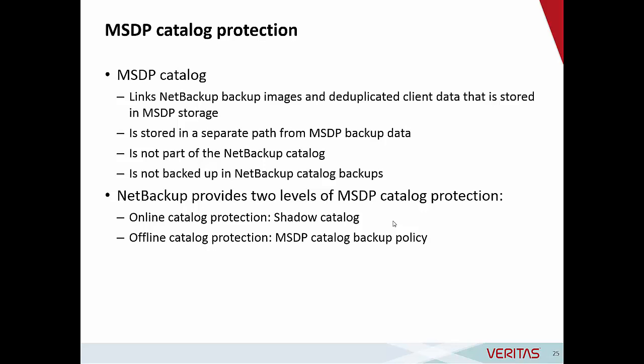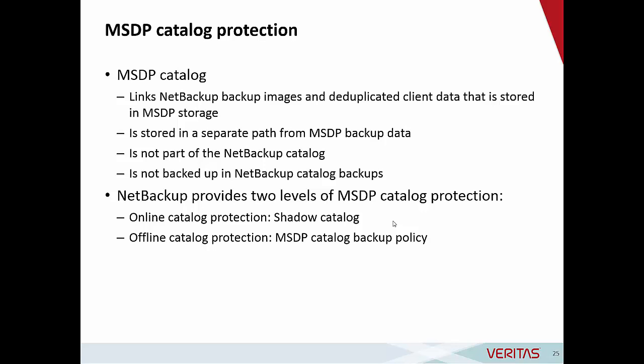So now we've really got two levels of protection there. We've got whatever duplication or replication we're doing. Now we've got another level, the shadow catalog, that's happening automatically. And then if we wanted one more level of protection, we also have the option in 7.6.1 and later of creating MSDP catalog backup policies. And these are policies that specifically back up the MSDP catalog. So this just gives an extra level of protection.